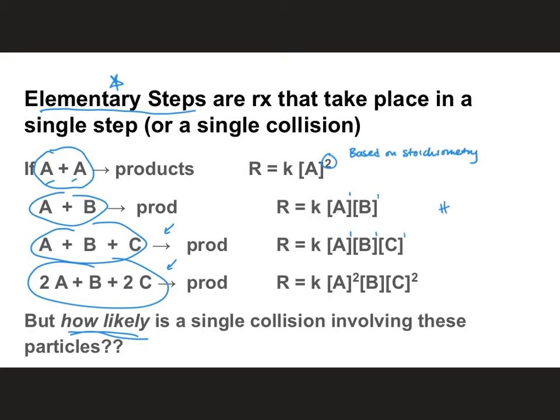The number of particles in these elementary steps is sometimes called molecularity. So you could see that the first one has a molecularity of 2. The last one has a molecularity of 5. Okay? And a collision of 5 particles is extremely unlikely.